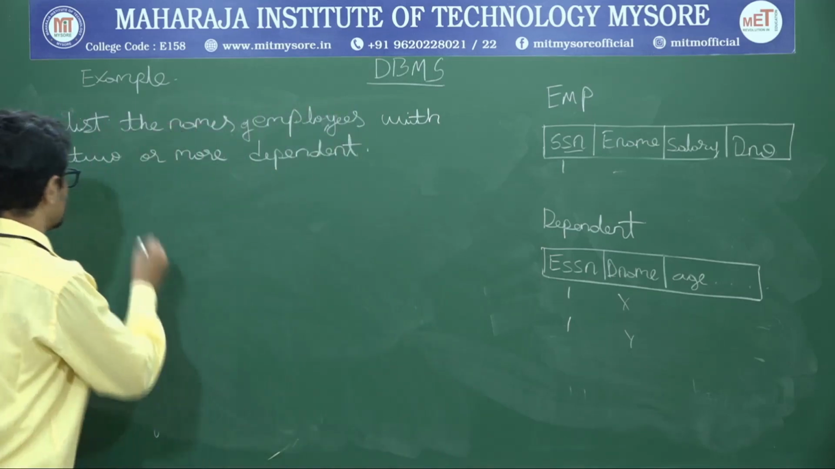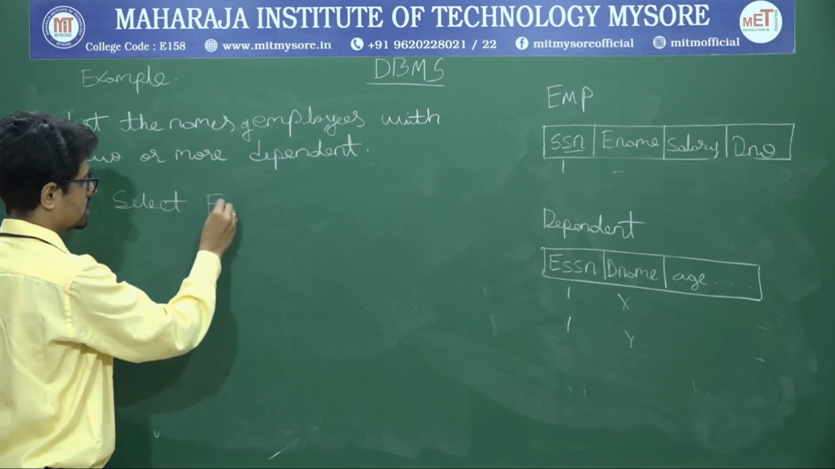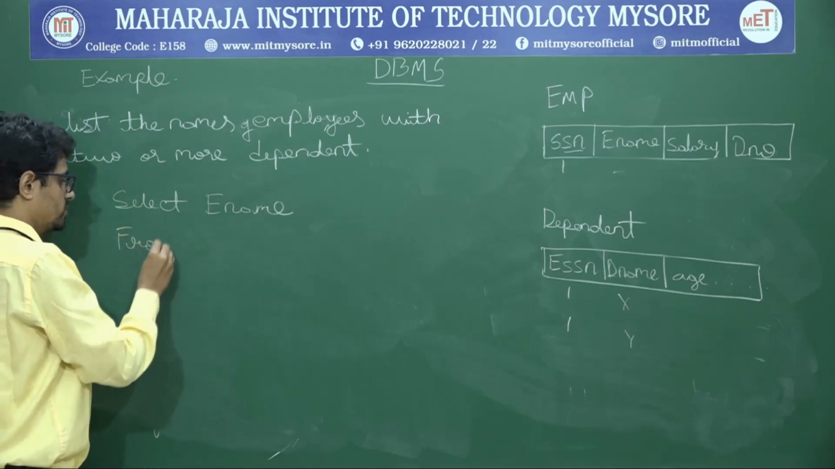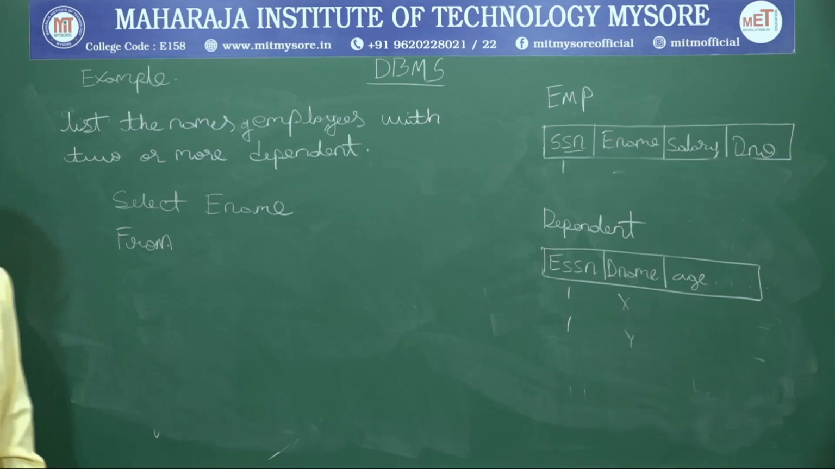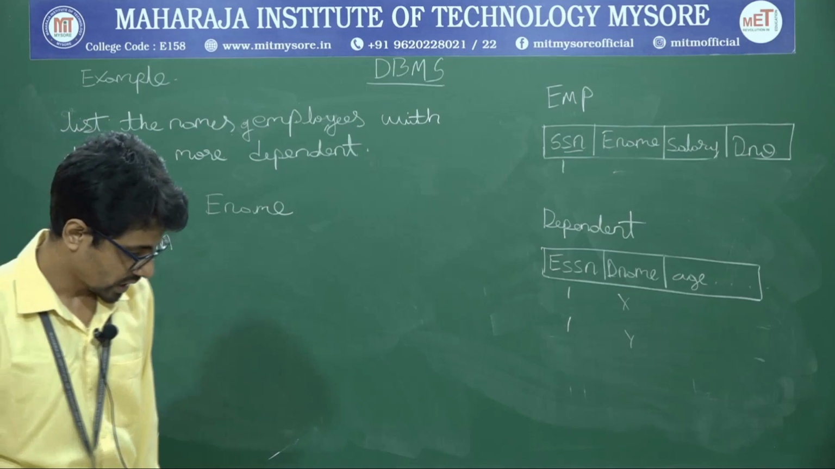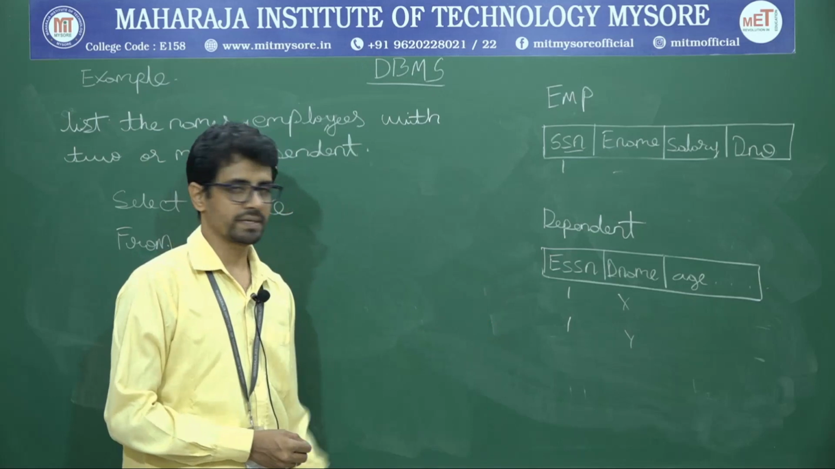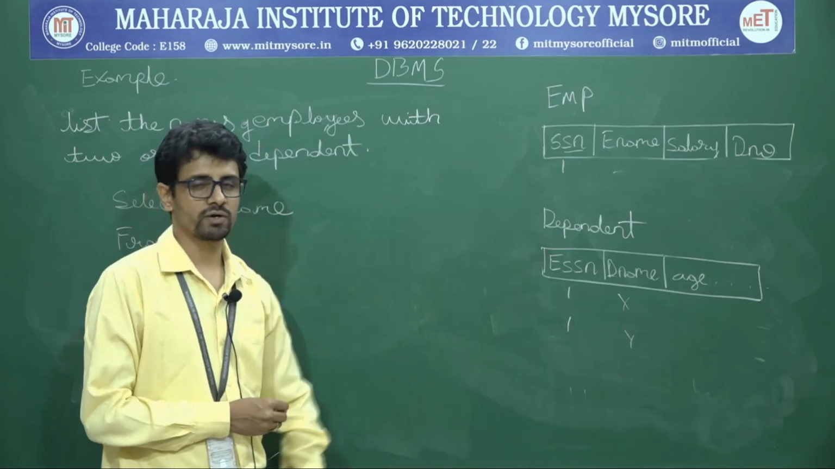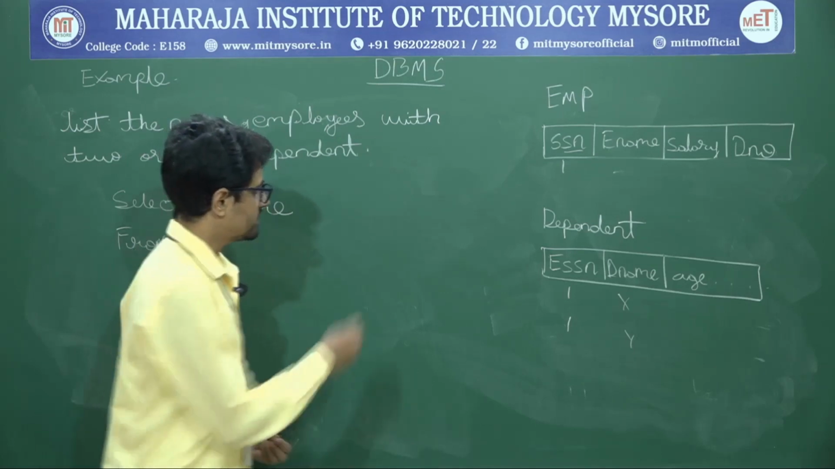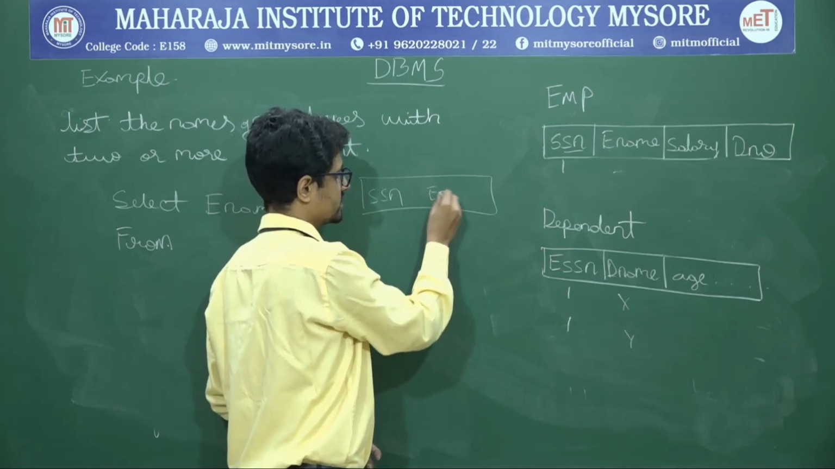So how to do it? Select the names of employees, that is ename, or you can write first name and last name, from which table? Now the question is, do we need to join 2 tables? Whether I need to apply the group by first on the dependent table alone, or join these 2 tables and then group by. It should be after joining. Why? Because after joining I have a big table, so I will be having SSN as well as ESSN.